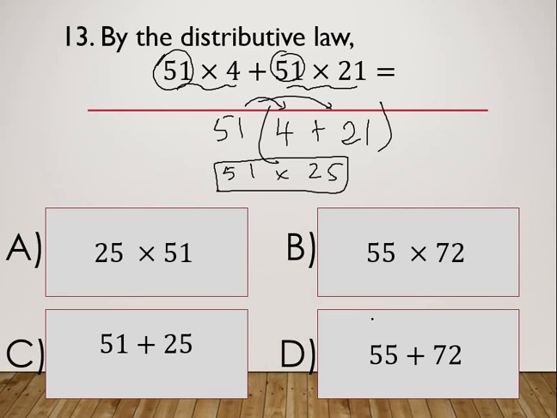So if you look at this, this is not the answer. We have plus, this will be a times, right? Remember, the 51 is multiplied by whatever is in the bracket. So this is definitely out. This is definitely out. Is it 55 times 72? Definitely out. But look at what we have. We have 51 times 25. This has 25 times 51. Remember, multiplication is commutative, and so they just twist the numbers around to test your knowledge. So A is the answer.